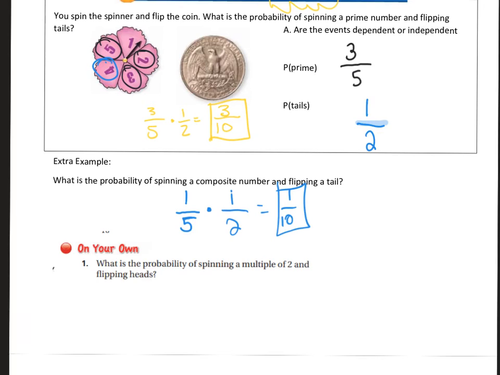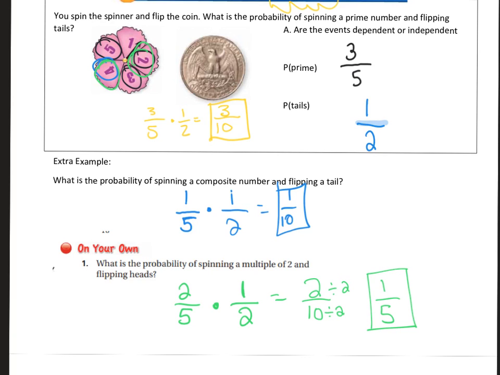And finally, we need to find the probability of spinning a multiple of 2 and multiply it by the probability of flipping a heads. Okay, so the multiples of 2 we have are 2 and 4. So out of those 5 options, 2 of them are multiples of 2. So we have 2 out of 5 for the probability of spinning a multiple of 2. Multiplied by the probability of flipping heads. You could either get heads or tails, so that's 2 options, and heads is one of them. Multiply across, 2 times 1 is 2, and 5 times 2 is 10. And simplify by dividing the numerator and denominator, and you will get 1/5.